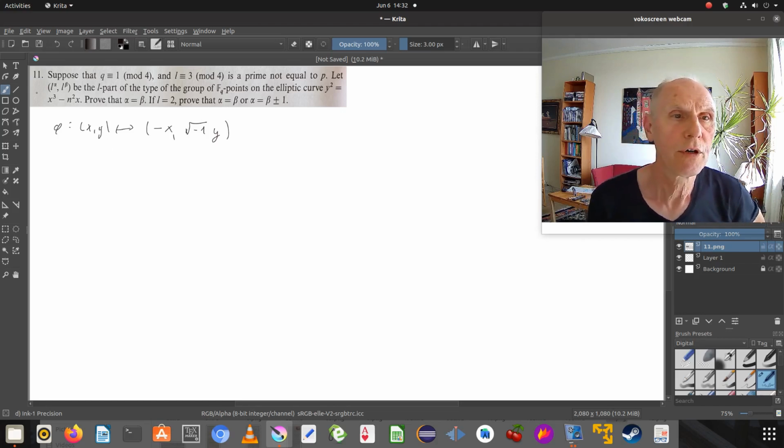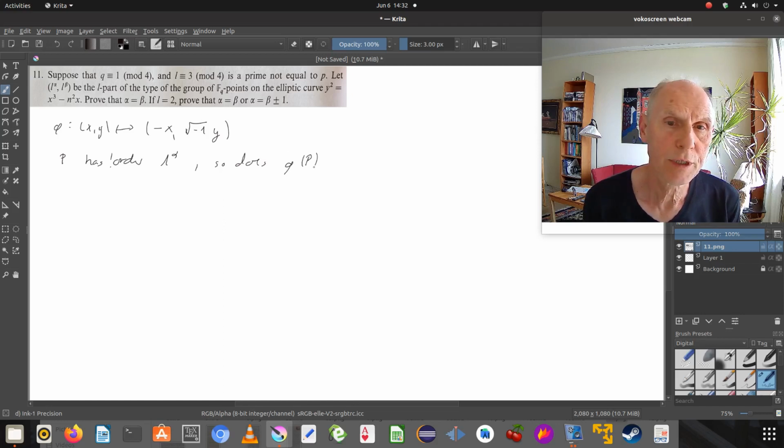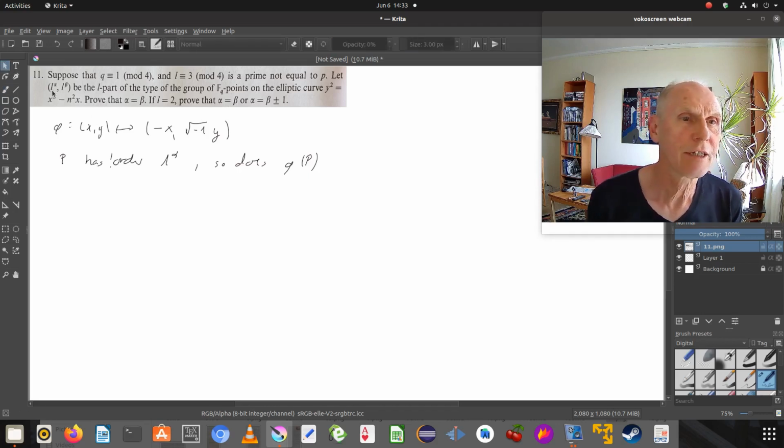If we have a point of order L to the alpha, and exact order, so does phi of P. And we need to show that if P lies in this group, then phi of P will lie in the other.